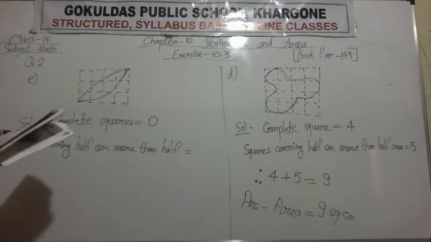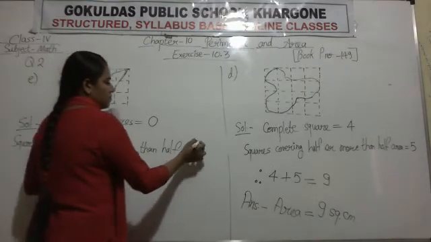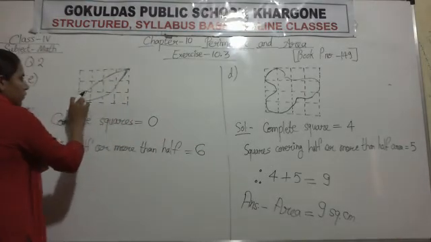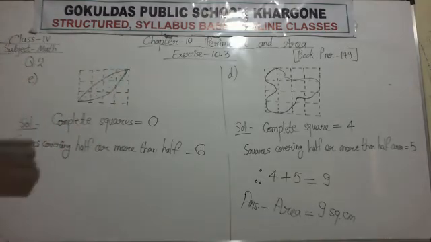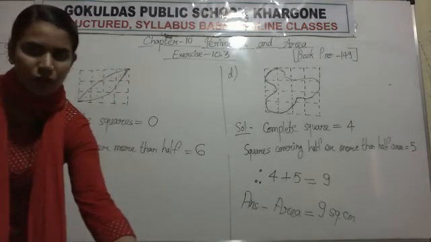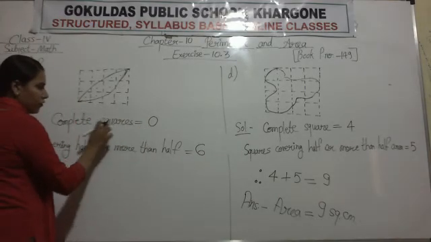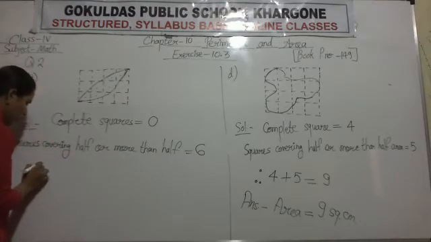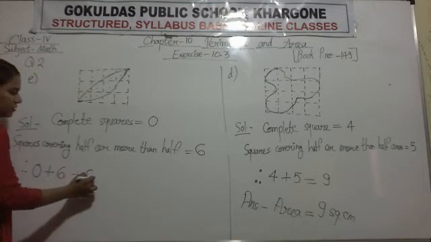1, 2, 3, 4. 1, 2, 3, 4, 5 and 6. See, this 1, 2, 3, 4, 5 and 6. 6 squares are such squares which are covering half or more than half. Now in the next step we will add the number of complete squares and the number of half and more than half squares. So 0 plus 6 is 6.